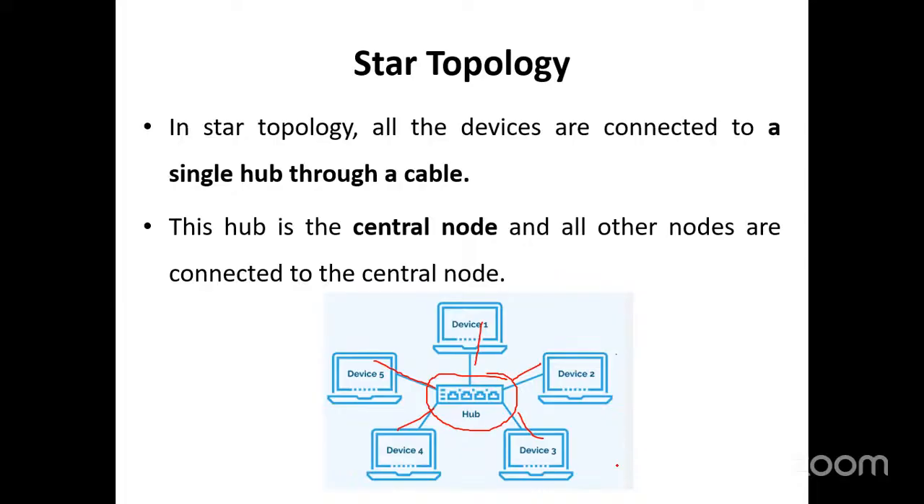This hub is a central node and all other nodes are connected to the central node. See this? This is the central node. A node is nothing but any device connected in the network. So the hub is also connected in the network, so that's why we can also call it a node. To this hub, all the stations are connected.